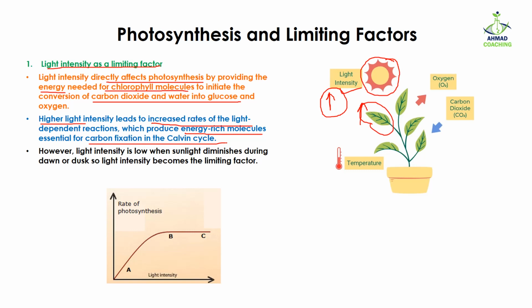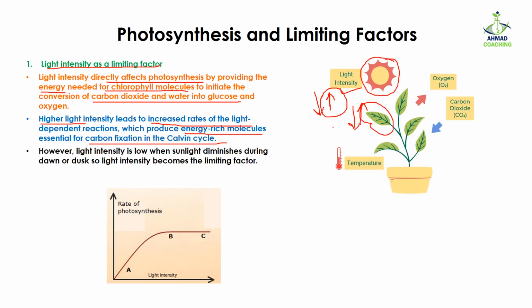But what happens if the sun is covered by clouds, or if it's getting dawn, or it is getting dusk? The light intensity will decrease. As the light intensity decreases, the energy provided to the leaves to perform photosynthesis is also going to decrease.